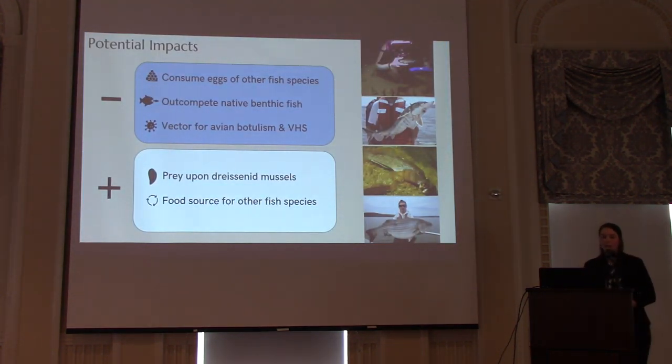So lastly, if round goby are able to continue establishment and proliferate or expand in the Hudson River estuary like they have in other water bodies, there's a multitude of potential impacts and novel interactions that will occur. I just want to highlight that the Hudson River is home to iconic species that are ecologically and economically significant, such as the Atlantic and short-nosed sturgeon, as well as striped bass that may be impacted by this round goby invasion. So just because round goby are small fish, they do have some pretty big impacts.